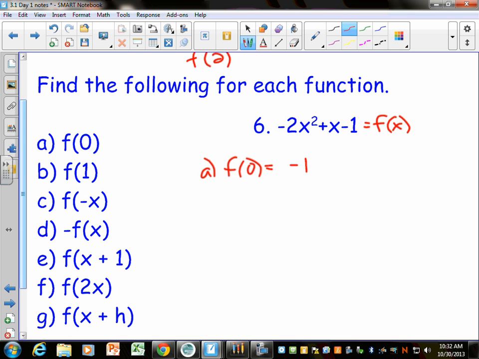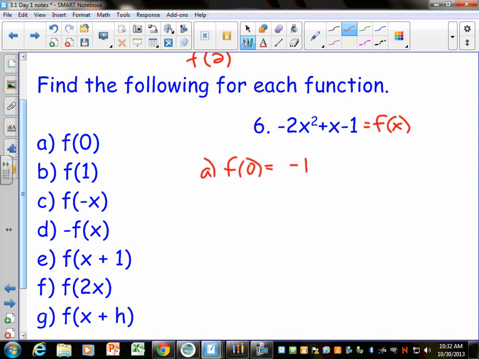I feel like you have a leg up with this whole x plus h. There's some tomorrow maybe that make you find f of x plus h minus f of x all over h. You with me on this first one? A.